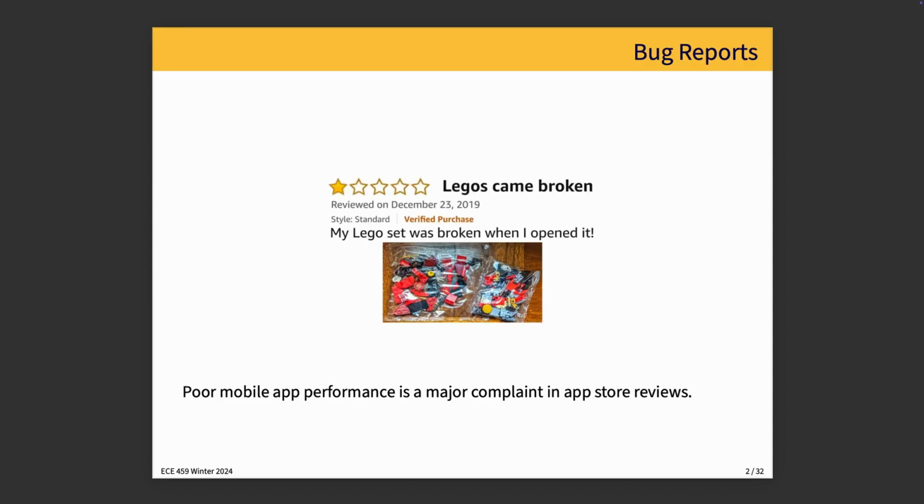So studies show that poor mobile app performance, whether that's due to high usage of resources, consumes a lot of battery, or it's using a lot of memory, or it's just plain slow, is a major complaint in App Store reviews, right? There's a linked paper in the notes. It's older at this point, but I don't think that makes it irrelevant. And there are kind of hilarious reviews that look like this. My Legos came broken, and of course that's a little bit silly.